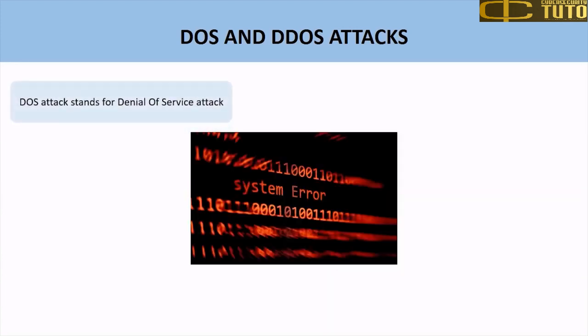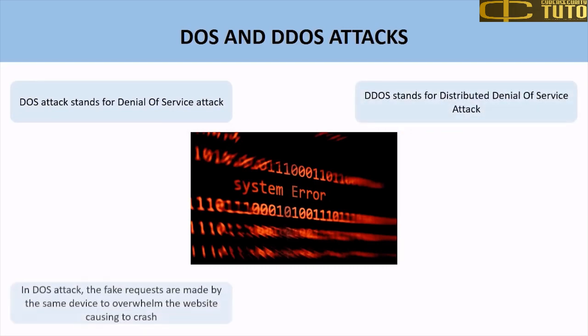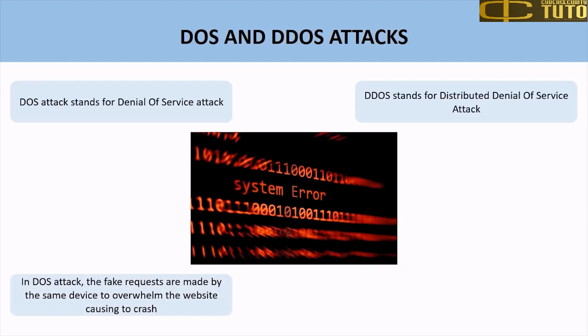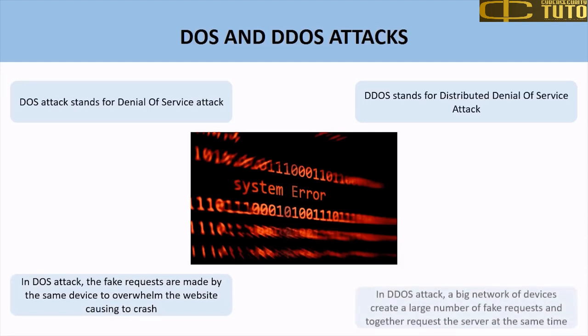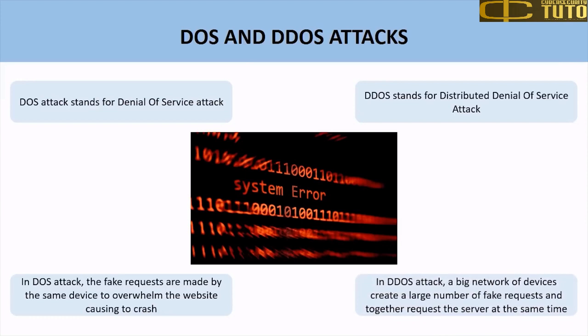The DOS attack stands for denial of service attack. DDoS stands for distributed denial of service attack. In a DOS attack, the fake requests are made by the same device to overwhelm the website, causing it to crash. In a DDoS attack, a big network of devices creates a large number of fake requests and together request the server at the same time.